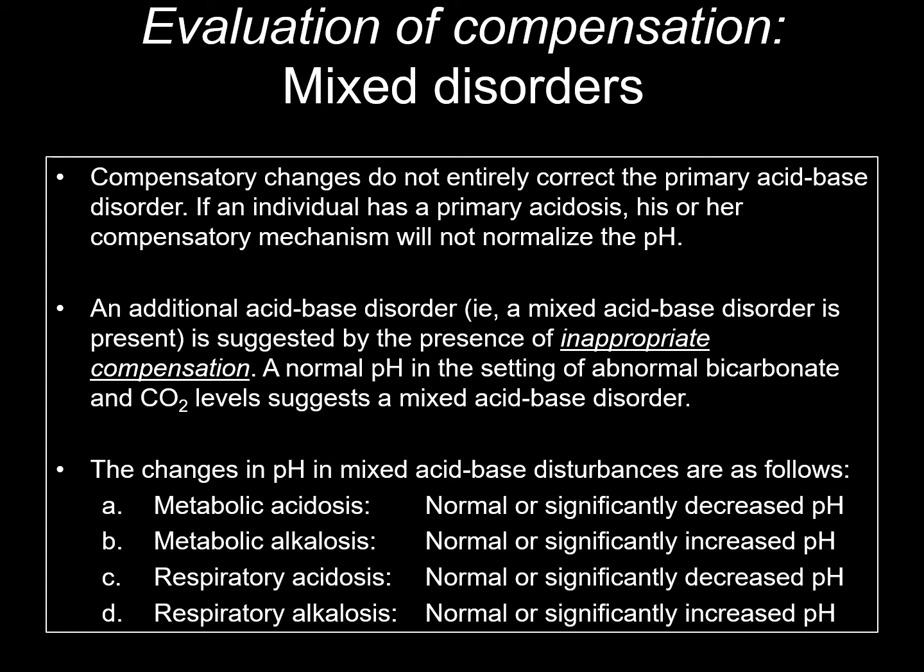A normal pH in the setting of abnormal bicarbonate and carbon dioxide levels suggests a mixed acid-base disorder. The changes in pH in mixed acid-base disturbances are as follows. In metabolic acidosis, you have a normal or significantly decreased pH. In metabolic alkalosis, you have a normal or significantly increased pH. In respiratory acidosis, you have a normal or significantly decreased pH. In respiratory alkalosis, you have a normal or significantly increased pH.